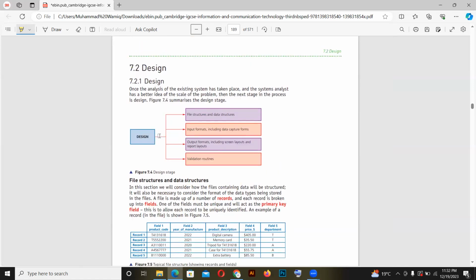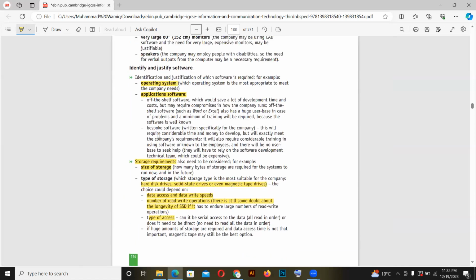No. Now, can you tell me what is the difference between an application software and operating system? Just a minute.